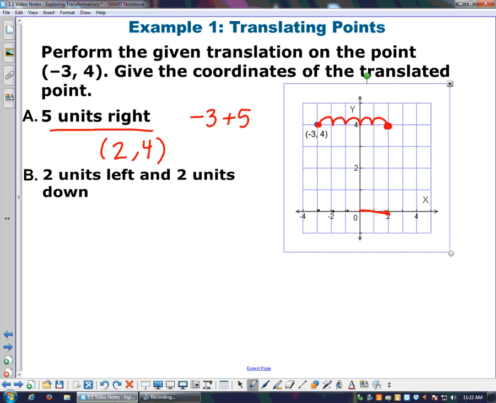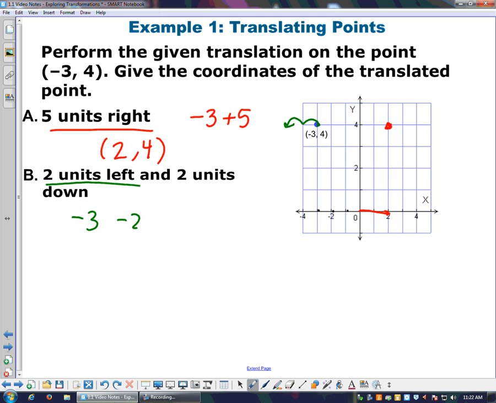For part B, we're going to do two things: 2 to the left, and then 2 down. Starting with our original point at (-3, 4), to move 2 to the left, we take that x and subtract 2 from it, so -3 becomes -5. And I'm going to move it 2 down, so I take 4 and subtract 2, which ends up at 2. So my new ordered pair will be (-5, 2).